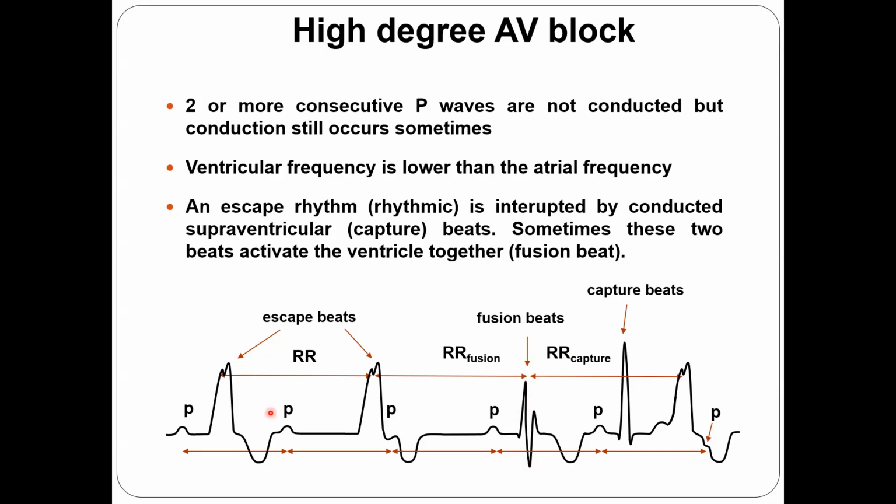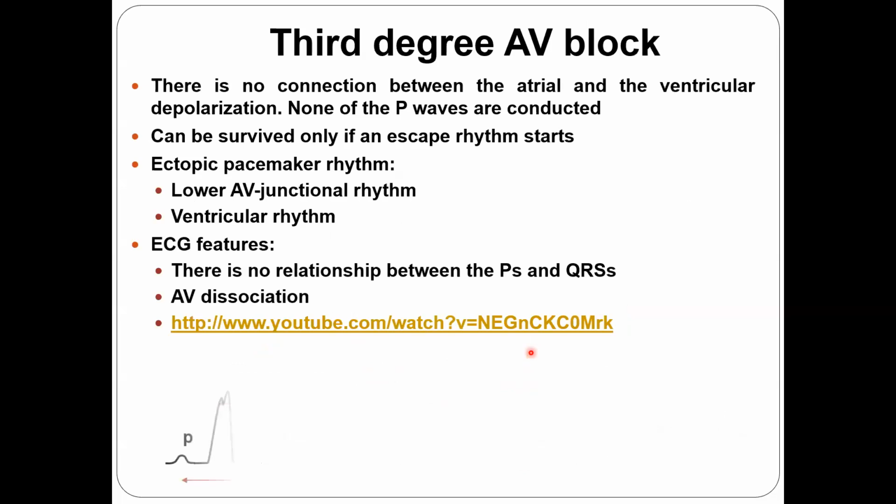So if you are looking at a high degree block, first of all, it is arrhythmic, and you do see at least three types of QRS complexes. One type is an escape beat. Another type is the capture beat, which comes from the supraventricular area. And another one, in between these two, is called the fusion beat. So it's not the same as an escape beat because it's altered by the ventricular activation pattern from the normal conducting pathways.